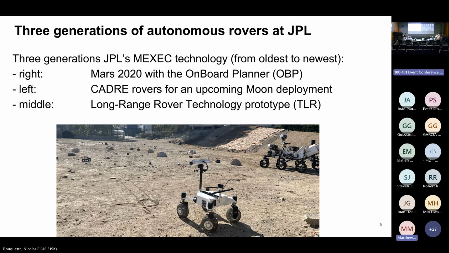is basically the first time where we use the JPL autonomous technology for planning and scheduling.